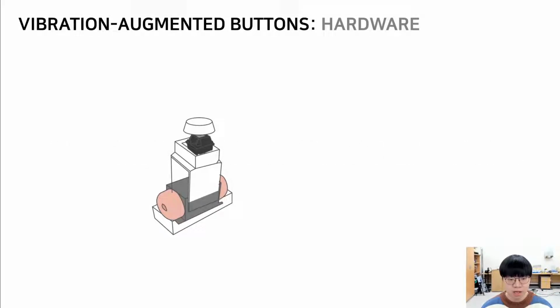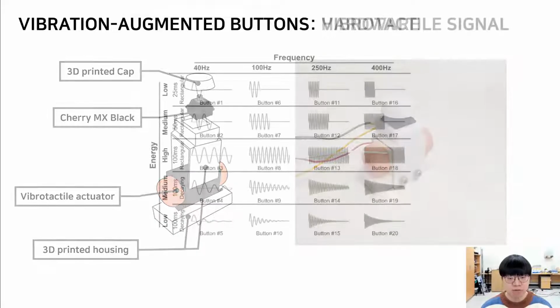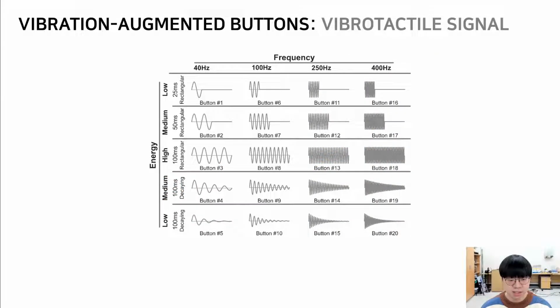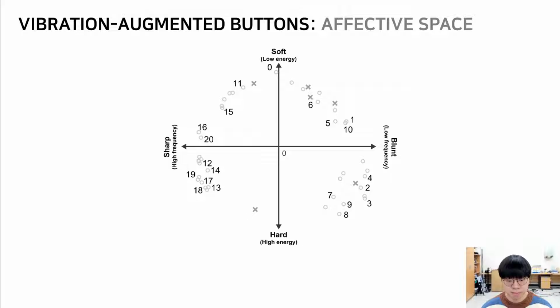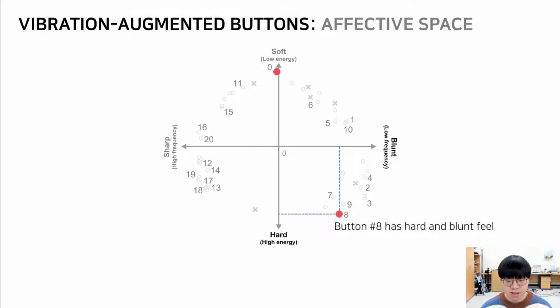Our design and selection of vibration-augmented buttons were inspired by the previous study of Pearl. We replicated their hardware and designed 20 augmented buttons by varying vibration frequency and energy. Also, we used the tactile sensation of buttons, which were distributed in a 2D affective space. Here, the affective space provides valuable information for composing a set of augmented buttons. For example, selecting augmented buttons far from each other in the space can improve the set's information transmission capacity. In addition, abstract meanings of button feel can facilitate the user's recall.